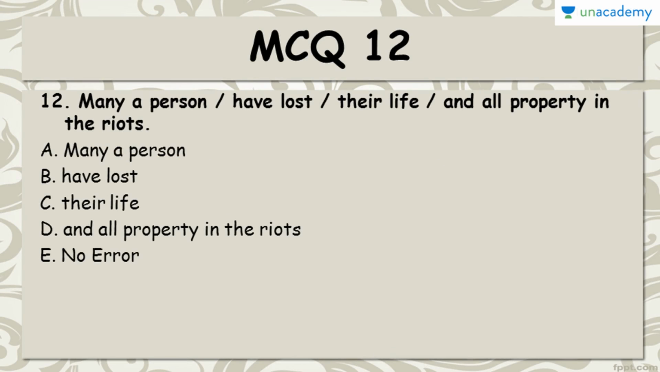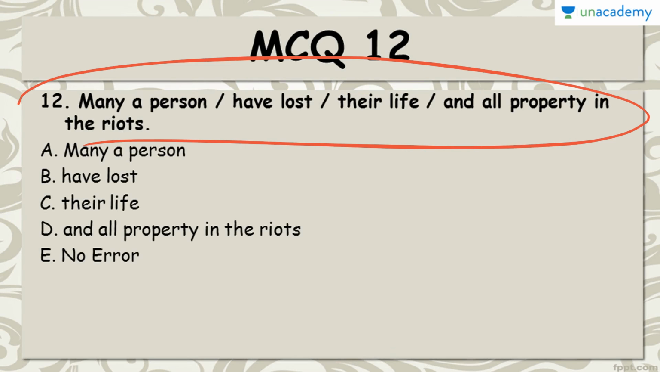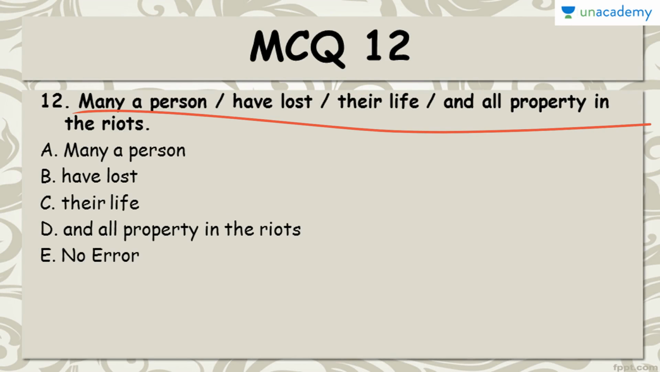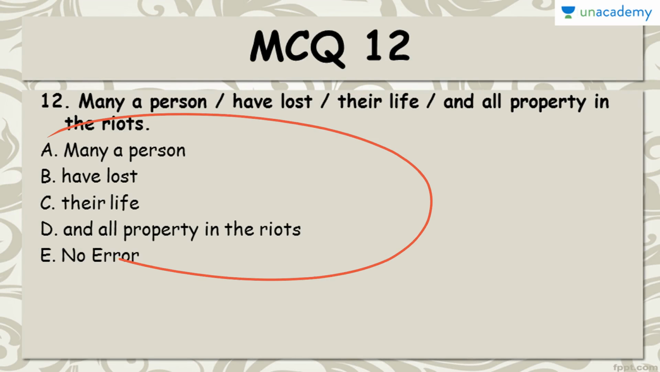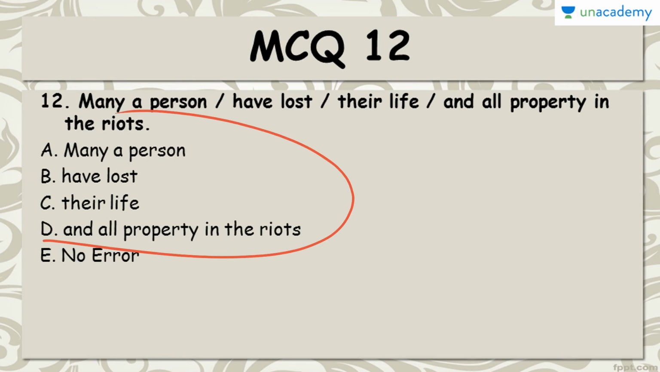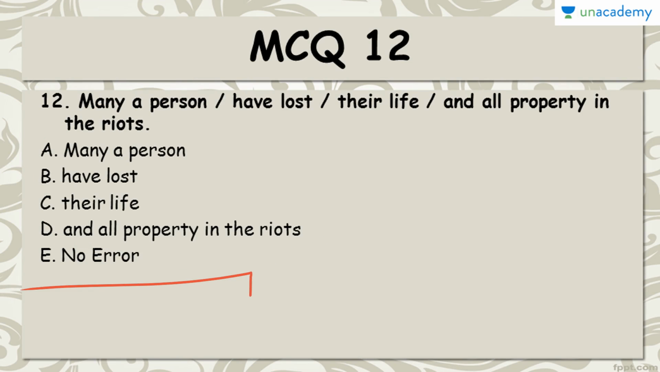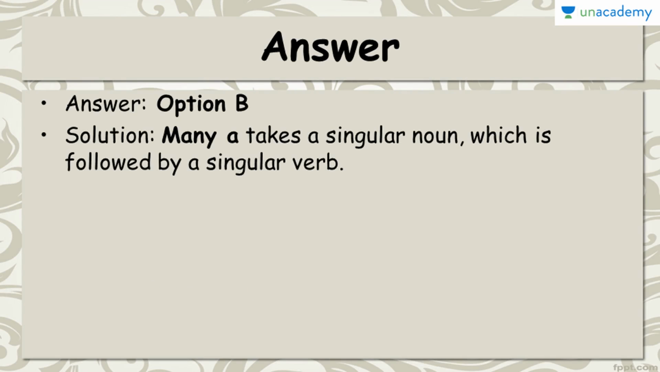Coming to MCQ 12, find the part which has an error. Many a person have lost their life and all property in the riots. If there's an error, you can mark it in the options given below. If there's no error, mark E as your correct answer. The right answer to this MCQ is option B. Why?